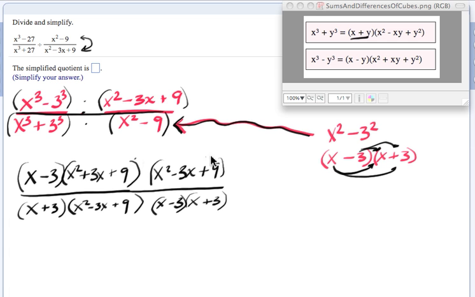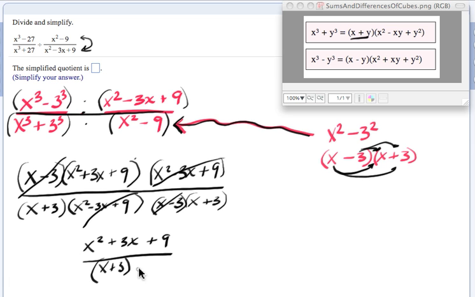That means this is going to cancel this, and this is going to cancel this, and that's all that it cancels. And so we have x plus 3x, x plus 3x plus 9 all over x plus 3 times x plus 3, and I'll just leave it in factored form. I know I could multiply that out, but I won't do it. And you're done. Nothing more will cancel, and so you can't simplify this anymore. That's the answer you want to type into MathXL.